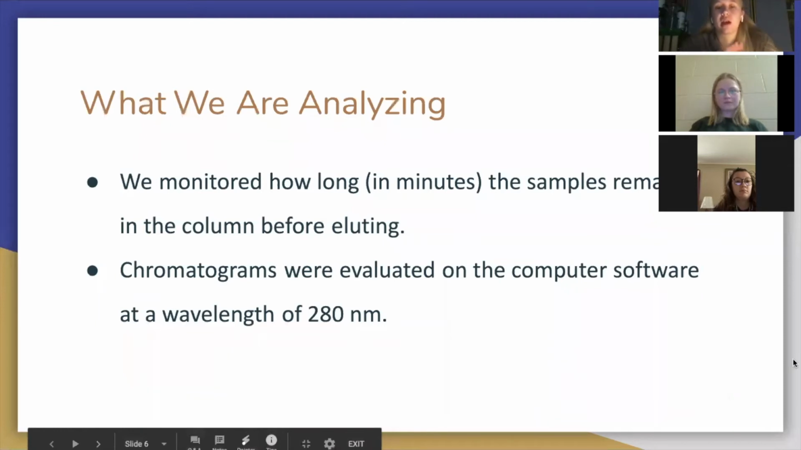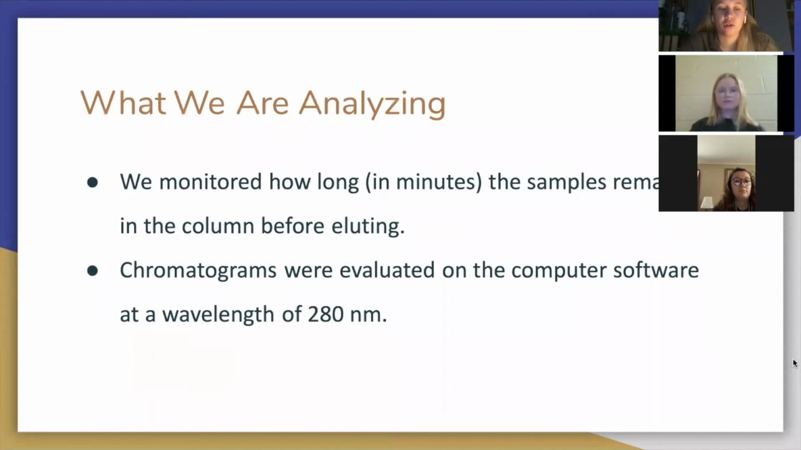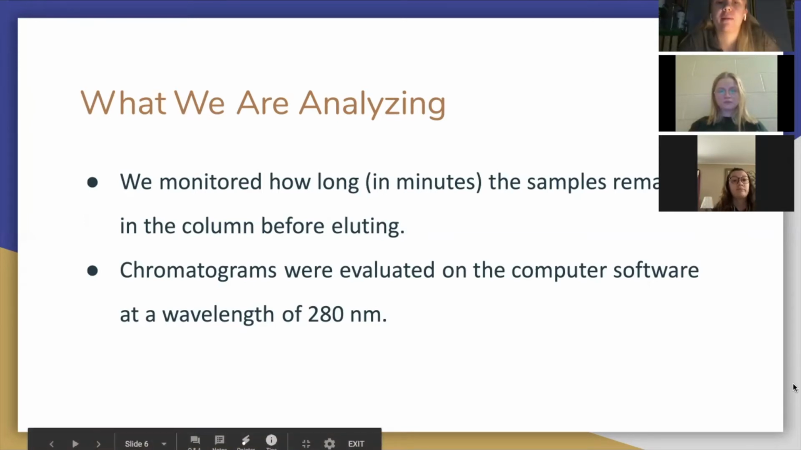So we are looking at how long, in minutes, the samples remain in the column before eluting, so before leaving. So we see a peak at a certain number of minutes, and that shows how long the protein stuck in the column. So for each form, it stays in for a different time. Chromatograms were evaluated on the computer software at a wavelength of 280 nanometers.